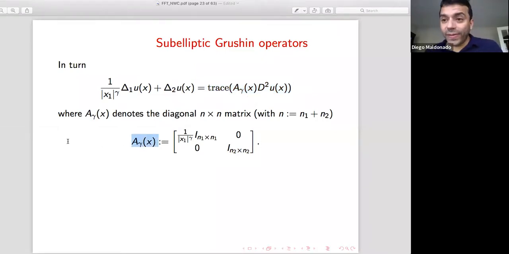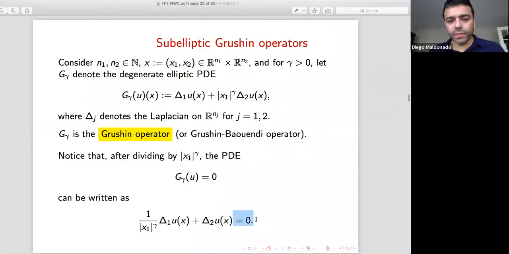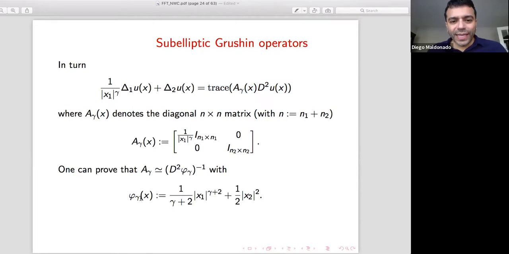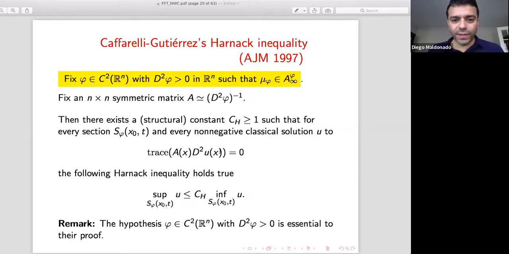And now we'll see that this matrix that we write like this, remember we have this equal to 0, right? So this is equal to 0. And now let's see that if we define this function, this convex function, it's a simple computation to show that this A gamma is comparable to the Hessian inverse of this convex function. And the comparability constants here will depend only on dimension and the gamma. So it's a structural constant. So we have pretty much everything from the statement here.